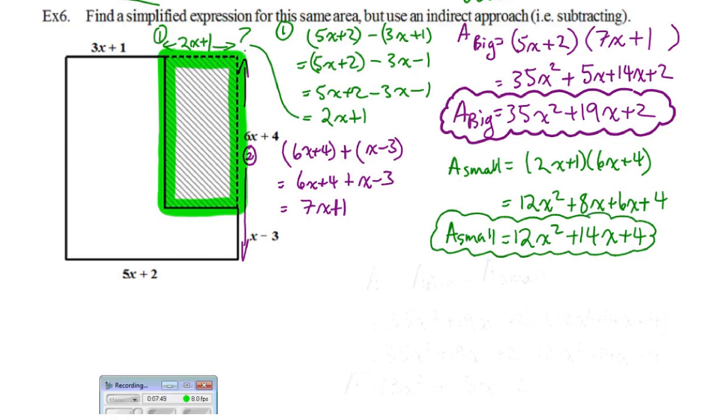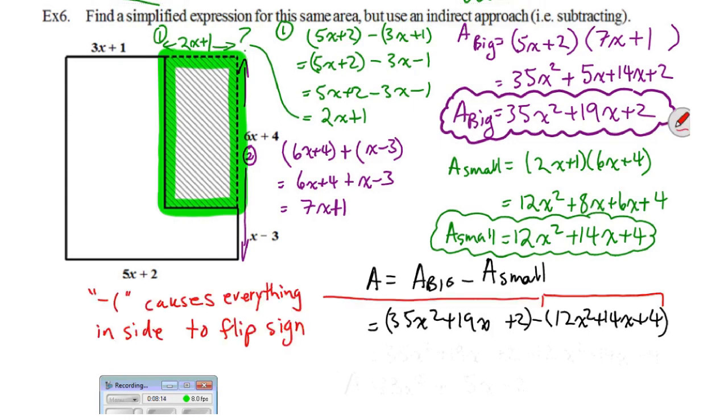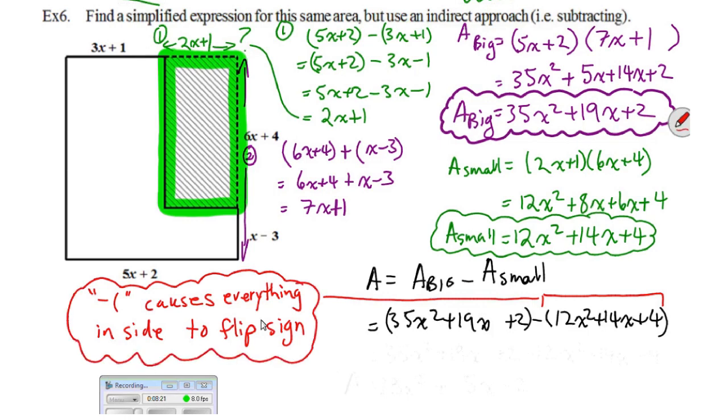Now, in order to calculate the area of this shape here that's in white, we're going to have to take the area of the big rectangle minus the area of the small rectangle. Now that you've done that, you're just going to put everything in brackets like before. So you're going to put the area of the big equation in here, right, for the first bit. So you're going to get 35x squared plus 19x plus 2, right? And then in one bracket. And then you're going to have minus the other half of the bracket.